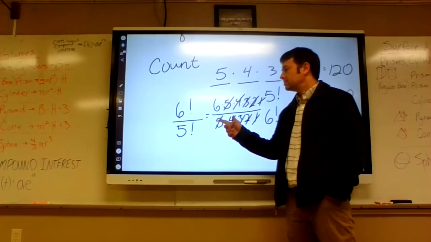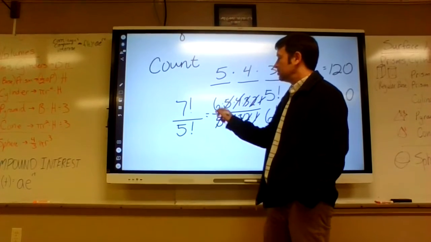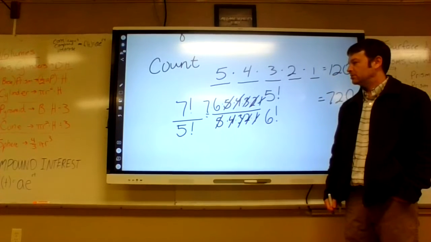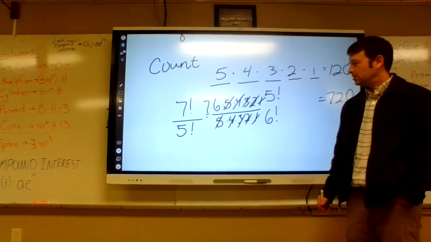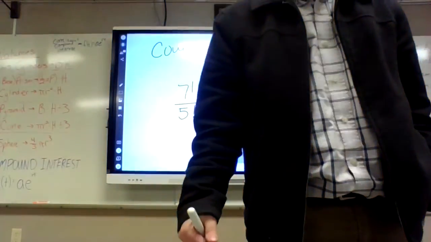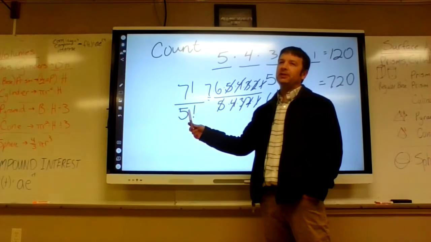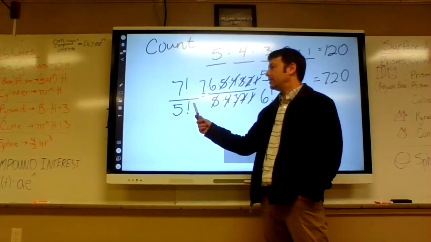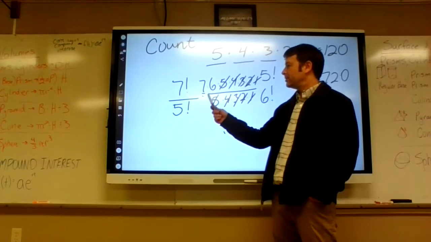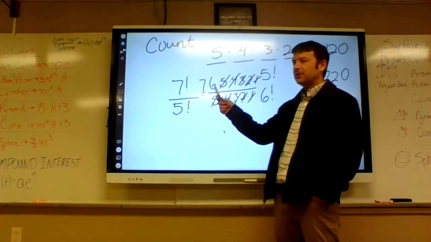If this was 7 factorial though, what would it be? 6 times 7. Yeah, 6 times 7. 42. Good job, Brady. Now this is gonna really come in handy more later than right now, but 7 factorial divided by 5 factorial, basically the last 5 cancel out, and that just leaves 7 times 6.